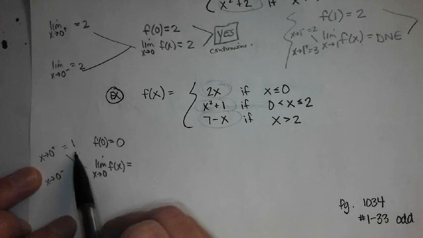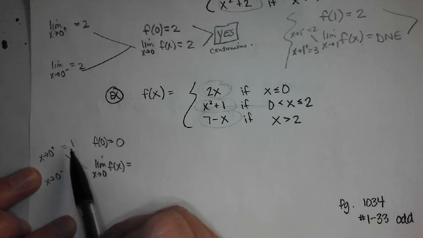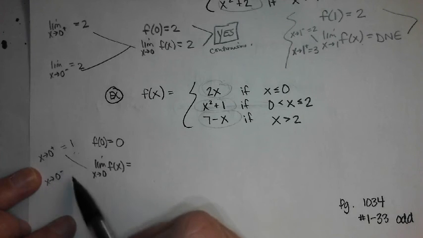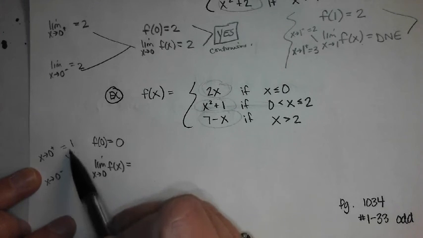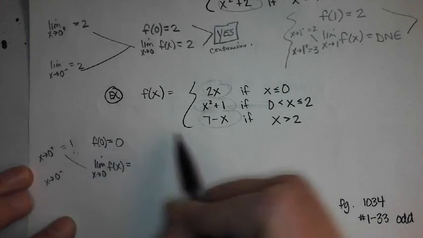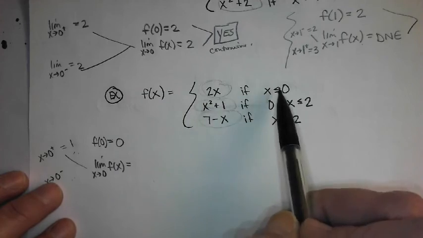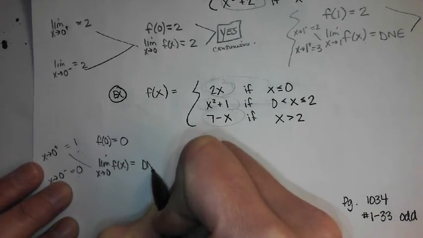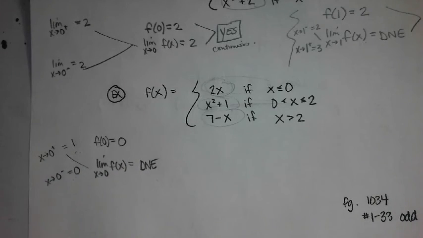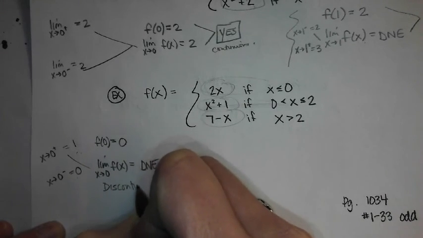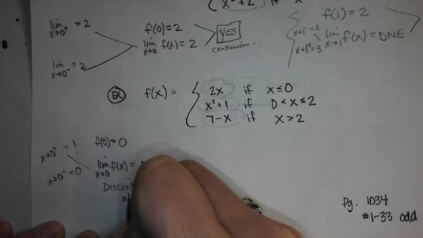Honestly, we could stop there to at least answer the question, because who cares whether or not the limit exists? If it's 1, then it's not going to match the function value anyway. But just for the sake of completing it, x approaching 0 from the left would be this one, so that would be 0. So the overall limit does not exist. And so discontinuous at 0.